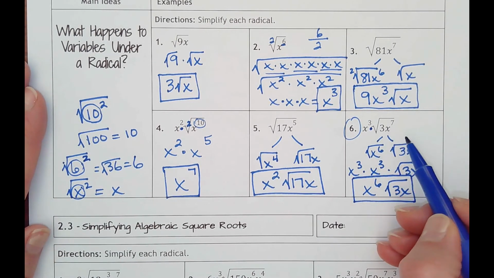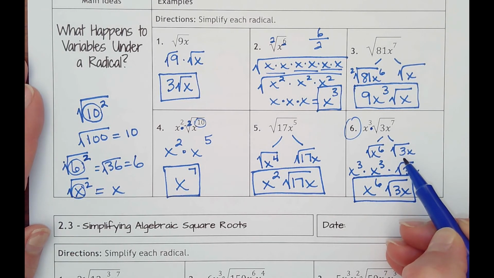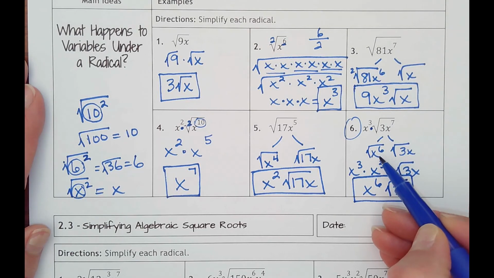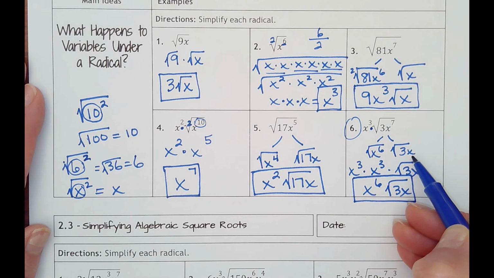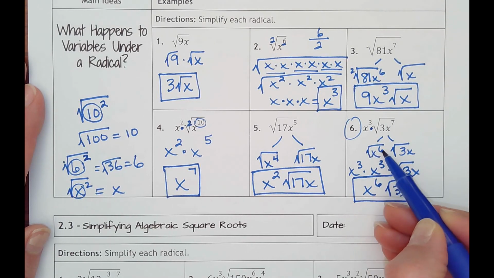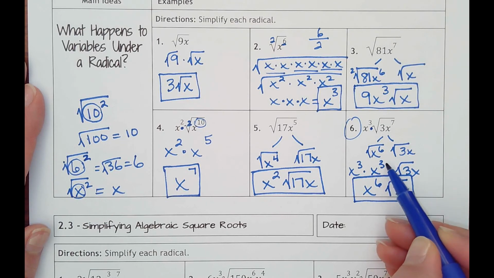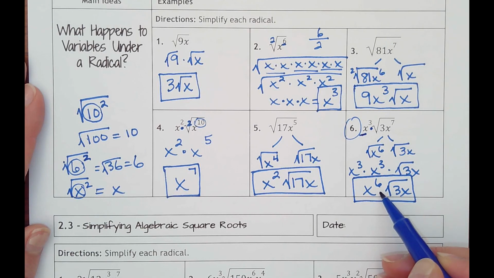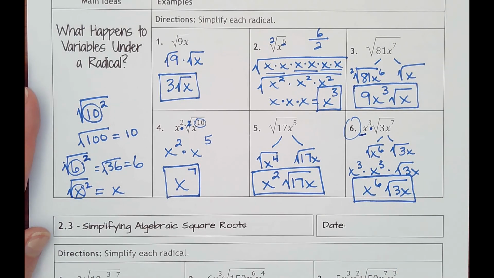Okay, 3 is a prime number, so that goes in my leftover radical. X to the 7th, I'm going to go down to x to the 6th, and have that leftover x be here. 6 divided by 2 would be x cubed can come out. Don't forget to multiply by the x cubed that was already here. And we would add 3 plus 3 and get 6, and we have leftover square root of 3x.